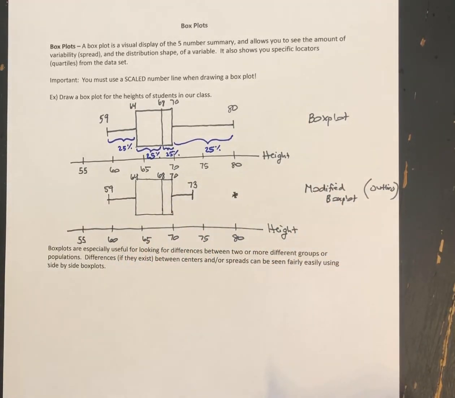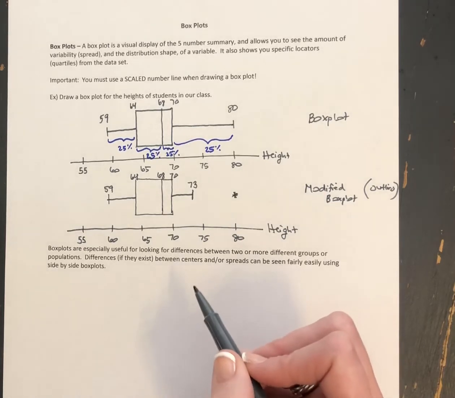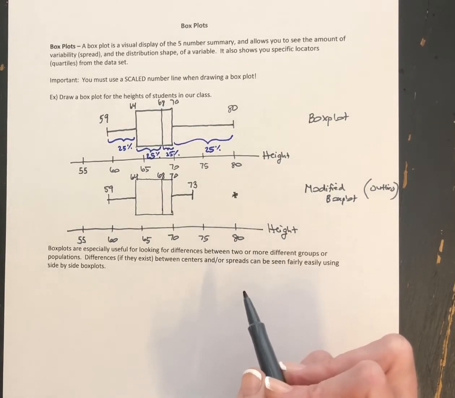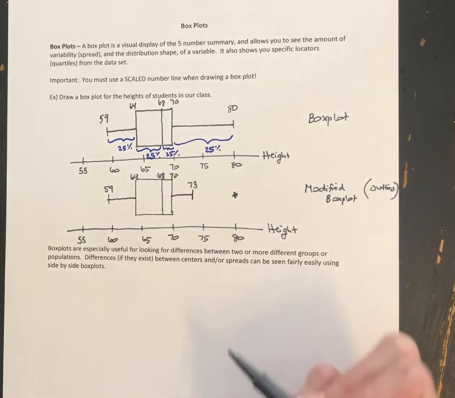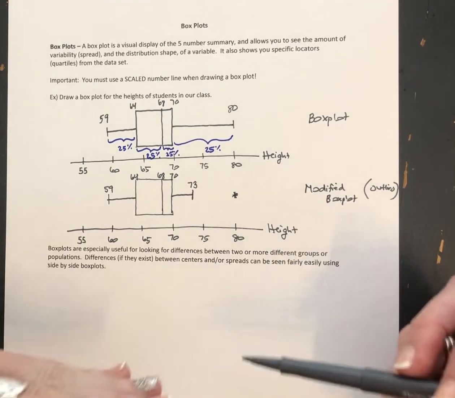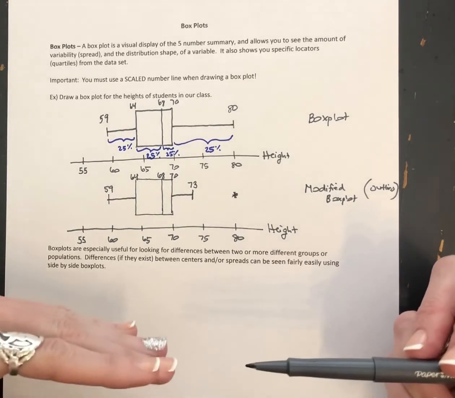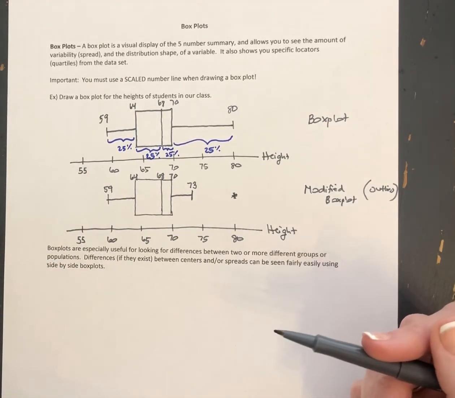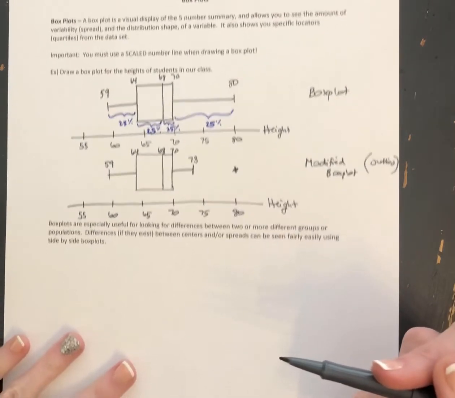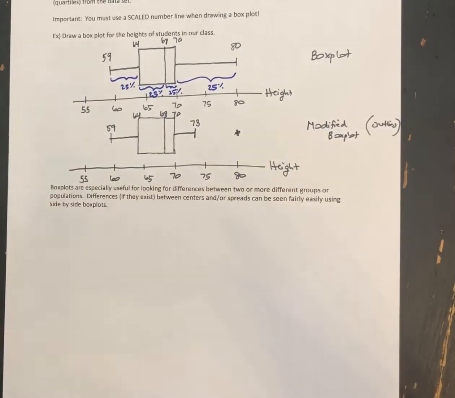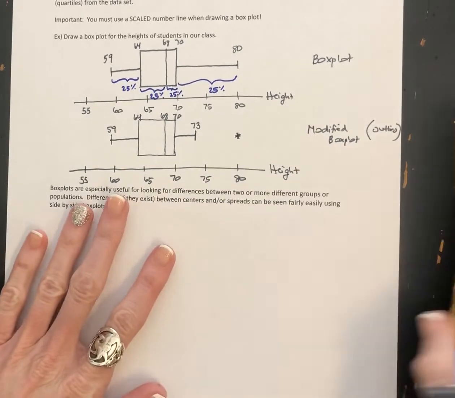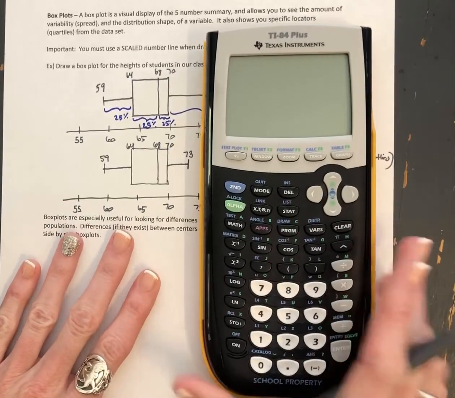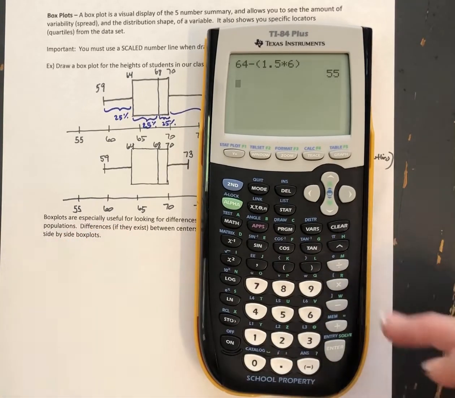Okay. And so one of the common uses of box plots is to look for differences between two or more different groups of populations. And so sometimes you're going to see box plots that are stacked one on top of the other, so that you can visually compare between one population of interest and another. Okay, so those are examples of box plots. Really quickly, I want to show you how to do this in the calculator, and then we'll be wrapping this one up.